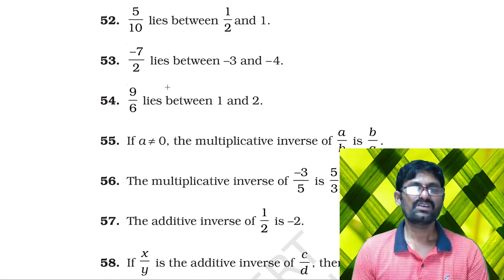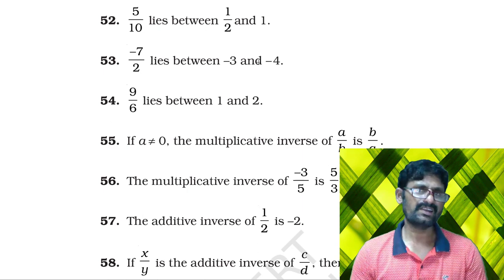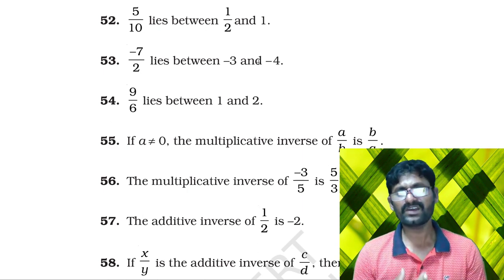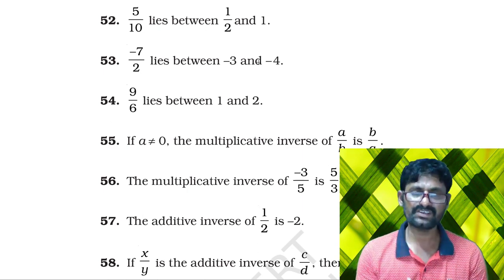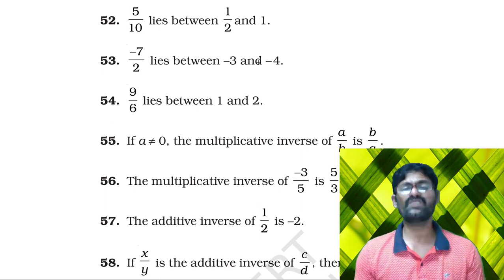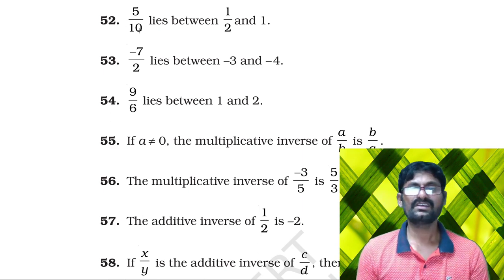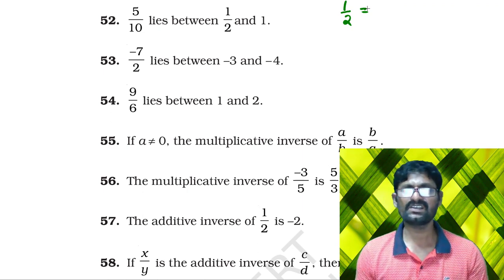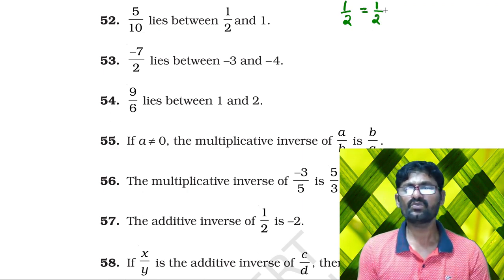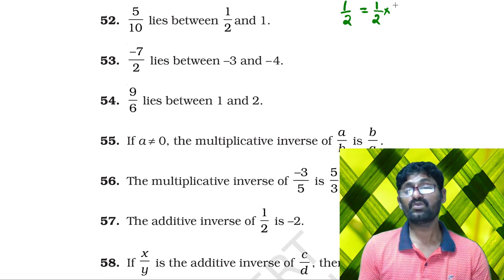Problem number 52. 5 by 10 lies between 1 by 2 and 1. Here we need to compare rational numbers. How can we compare rational numbers? By equalizing the denominators, that means by converting them into like fractions. So here 5 by 10 means in the denominator we have 10. So let us convert 1 by 2 into the fraction which has 10 in the denominator. How? Multiply both numerator and denominator of 1 by 2 by 5. So 1 times 5 is 5 divided by 2 times 5 is 10.